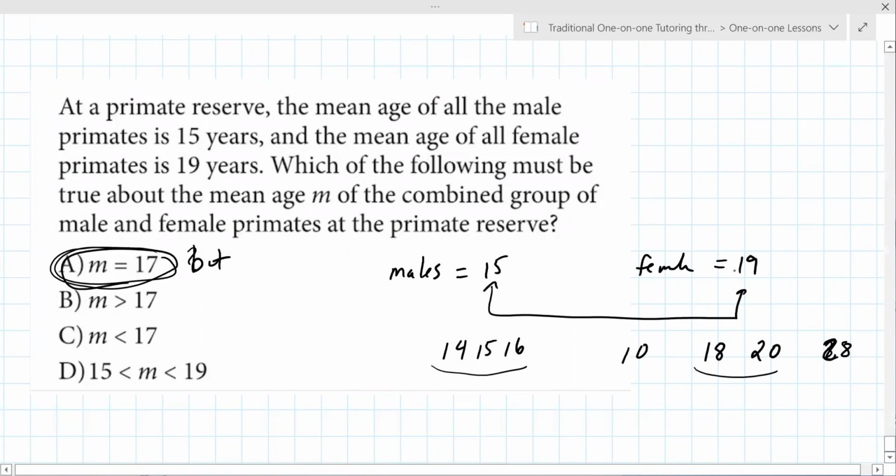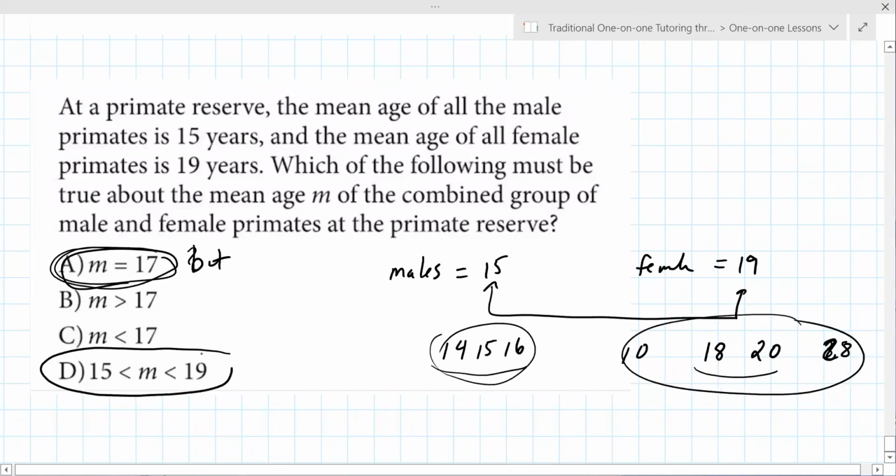And so what's going on here is that since we don't know how many there are, all we know is that the average must be between 15 and 19, because the males pull the average down, the females pull the average up, but we don't know where it is in the middle. I wish there were another way to ask that question, but there is definitely not here.